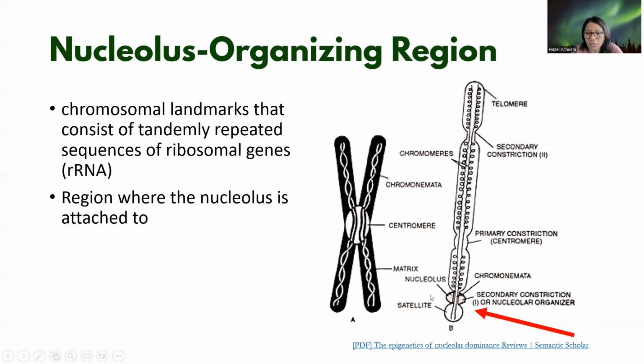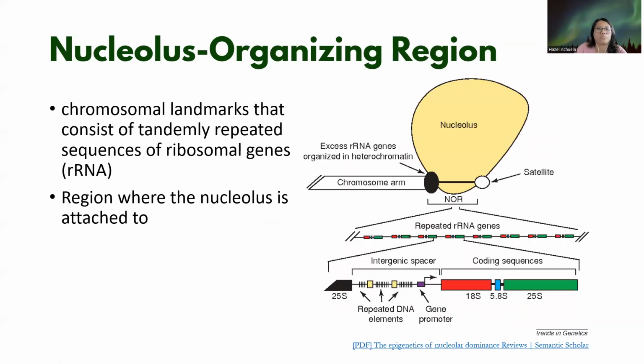So ito na yung tinatawag nating nucleolus. Diyan naka-attach or dyan na-form yung nucleolus. We usually see that when we observe the chromosomes under the microscope. So ito yung tinatawag ko kanina. We have here the chromosome arm. This is the constriction or the NOR, and this is the satellite that is formed.